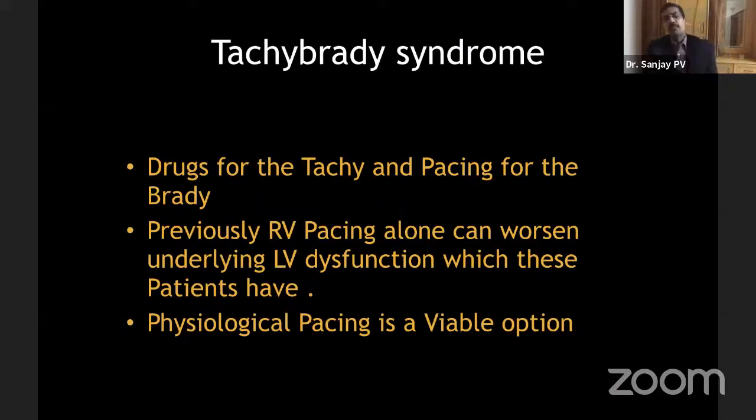Physiological pacing is a viable option because, number one, the cost is not more. In fact, we could have just used a single chamber pacemaker for this patient, just screwed in the left bundle lead to that single chamber port, and the patient would have done absolutely fine. Basically, the RV lead was only put because of the insistence of the surgeon, and the patient is absolutely fine.